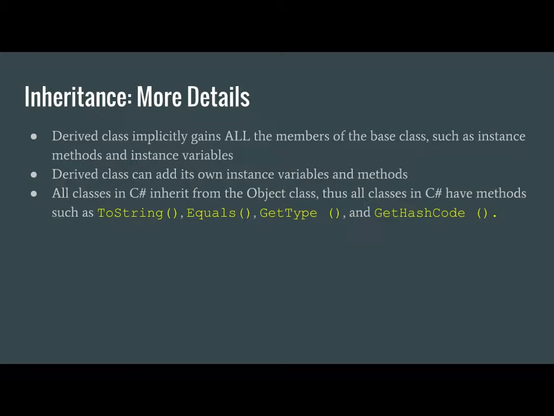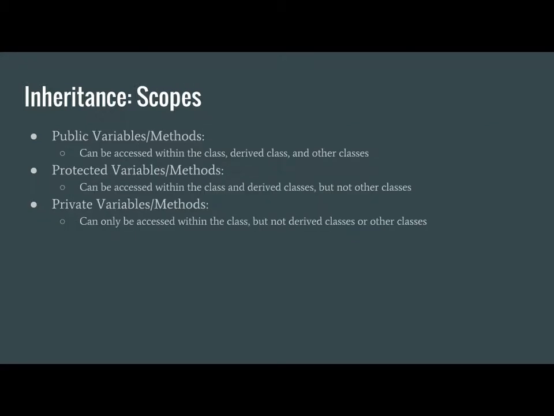For one thing, because all classes in C# are derived from the object class, all the members declared in the object class, every class in C# will get. The most commonly used four methods for the object class are ToString, Equals, GetType, and GetHashCode. We are probably mostly using two of these methods, but the others you will learn later in your CS career if you go in that direction. Inheritance scopes, we're going to skip this slide for right now and come back later.